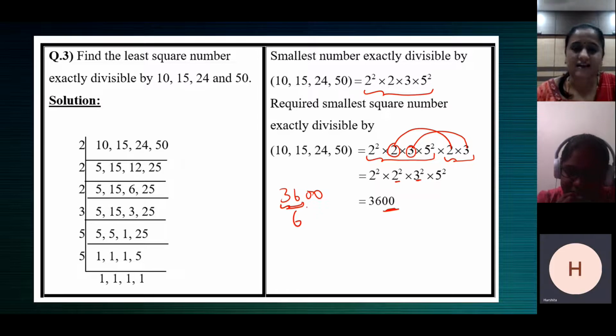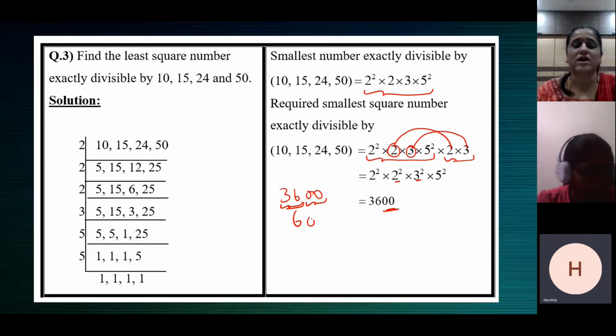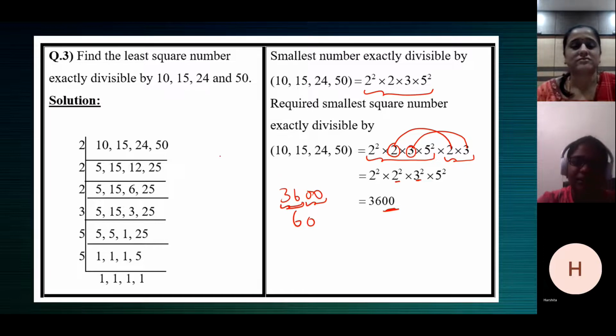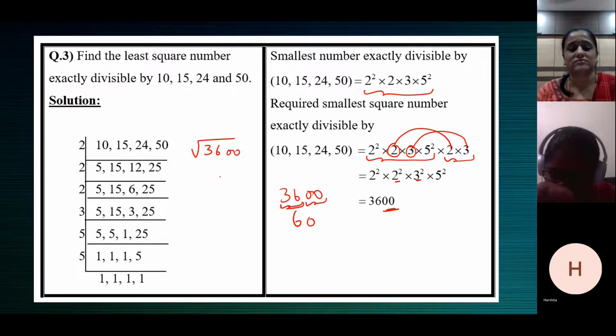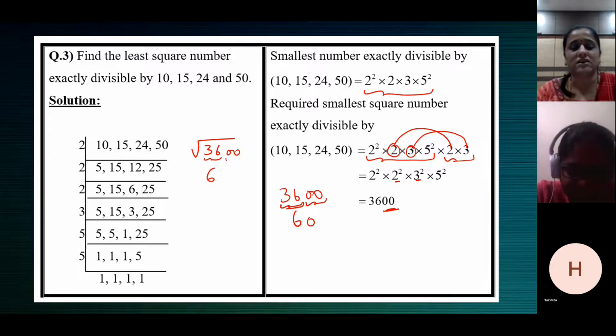6, ma'am. Now the square number has 2 zeros. So how many zeros will the square root have? Only 1 zero, half the number of zeros. How do you find the square root of 3,600? The square root of 36 is 6, and the number has 2 zeros, so its square root will have only 1 zero.